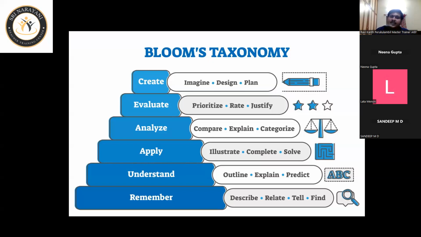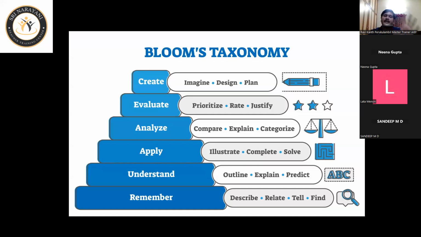Finally, evaluate. In this stage of evaluation, they should prioritize, which means what is important, what is not important, what can be done, what cannot be done, and give a proper rating to any concept. This is really interesting, how much it is useful when compared to the other concepts. Justify how well the concept can be used in one's life. And finally, it's the creative level, wherein the imagination, designing, and planning capacities of the child increase.